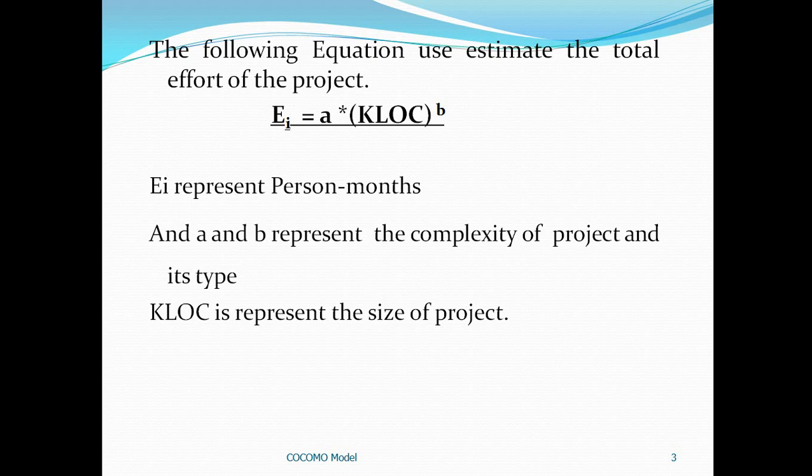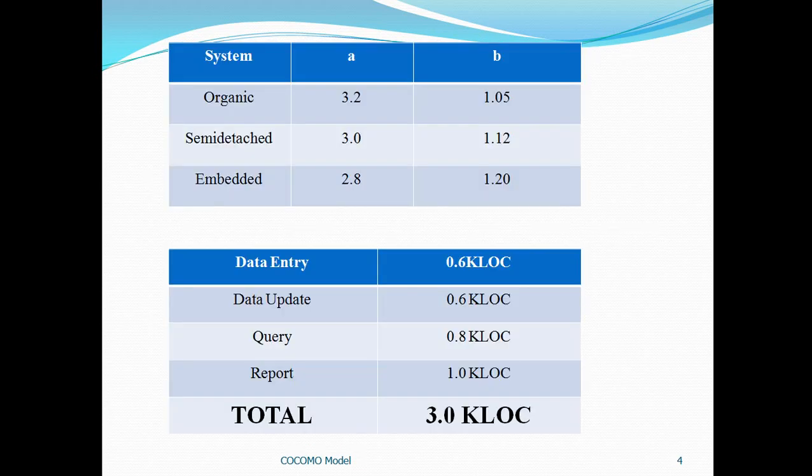A and B, which are represented in the formula, depend on the complexity and the type of the project. KLOC represents the size of the project. E, the effort, is in person-months. Finally, it is obtained when we apply the values of A, B and KLOC. Already we have given the values.